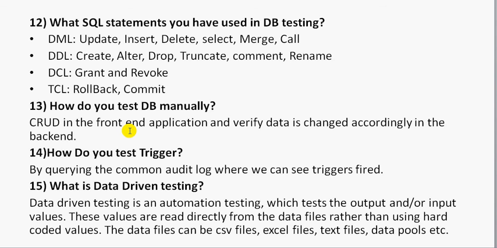You can also do it from the front end and use front end and back end. How do you test trigger? Now, trigger should be related to business requirement. Understand the trigger, what it is supposed to do and what it is not supposed to do. You can test the trigger by querying the common audit log, where we can see triggers fired. An example I can give you is a banking application. Suppose an employee gives extra percentage of interest for a savings account. Then the trigger is fired, that it prints out the previous interest rate, the new interest rate, and the difference.